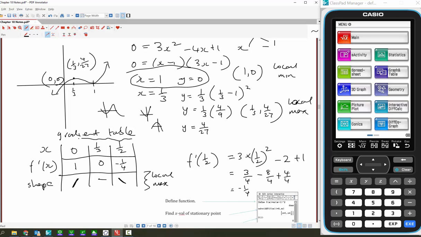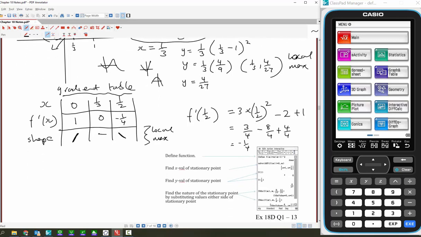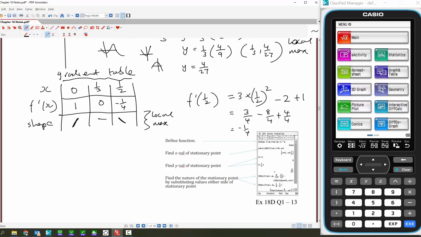But remember, as I said, you might think, well, what's the point? Well, the point will be that when we get a function that we don't know the appearance of, or we don't know what it actually looks like, we don't know whether it's a min or a max or a stationary point of inflection, these gradient tables actually help us considerably. You can do all of this on the calculator, so it'll be a speedy process to punch this function in and to get your derivatives with the calculator.